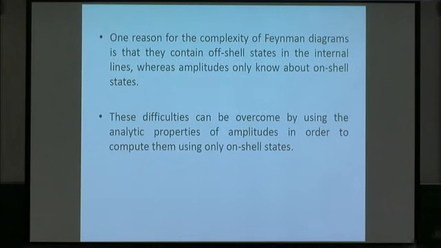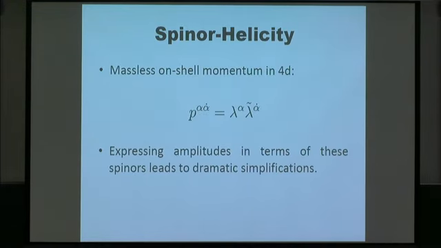And so one of the lessons that's been learned by the community that works on scattering amplitudes is that the way to eliminate these difficulties is to use the analytic properties of scattering amplitudes in order to compute them without ever encountering such off-shell states. So in other words, you just pose the entire question in terms of purely on-shell quantities. Okay? In order to make on-shellness manifest in 4 dimensions, it's useful to use what are called spinor helicity variables.